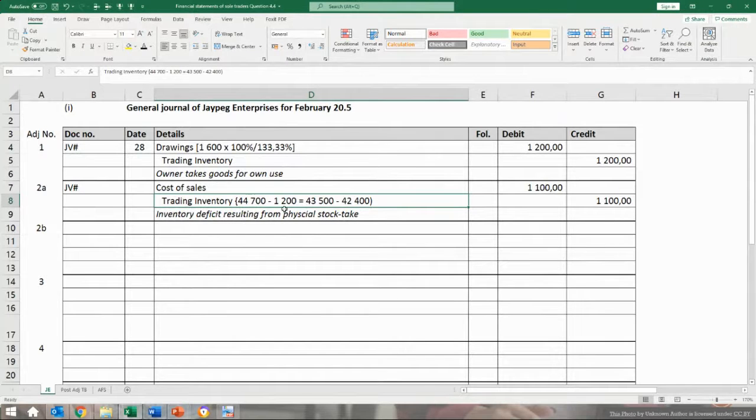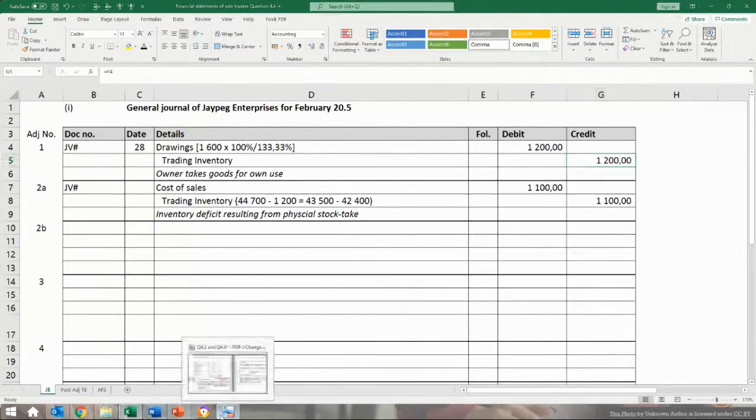So to work out the movement, we take the amount that was given in the trial balance, which is the 44,700. Then we deduct the 1,200 from adjustment entry number 1 to get the updated balance, which is 43,500. And then we deduct the 42,400, which is the amount per the stock take. And then we only adjust for 1,100 to get to the correct balance. So you debit cost of sales and you credit your trading inventory to account for the deficit resulting in your physical stock take. So that is your description.